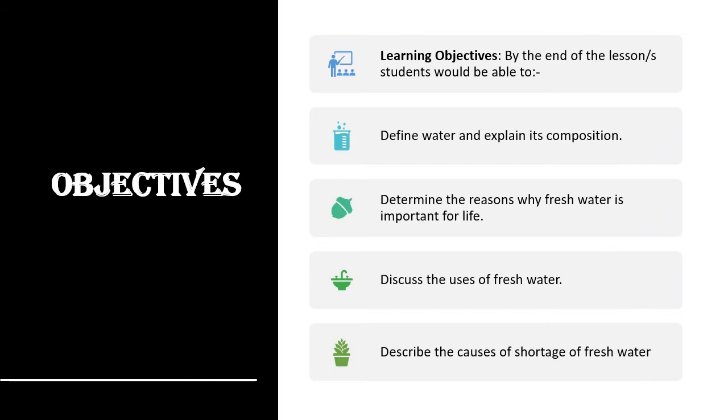Learning objectives of today's lesson. By the end of the lesson, students would be able to understand and define water, explain its composition, determine the reasons why fresh water is important for life, discuss the uses of fresh water, and describe the causes of shortage of fresh water.